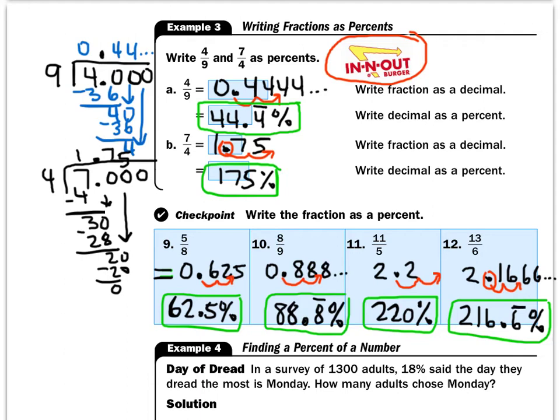And then take a look at number 12. It would be 13 over 6, which when you divide, it would be 2.16 with the 6 repeating. And then grab that decimal point, move it 2 places to the right, so that would be 216.6 with a bar over it, percent.